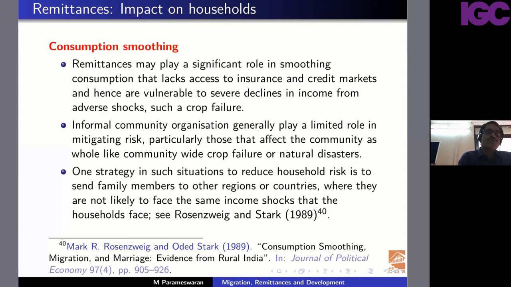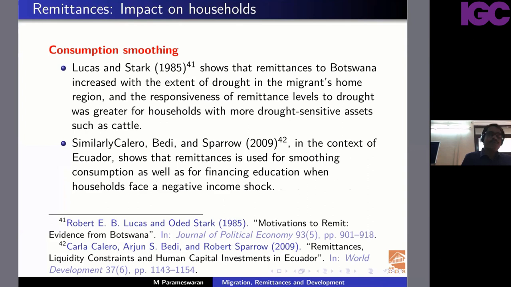Now there are a number of studies on the impact of remittances on consumption smoothing. For example, Lucas and Stark show that remittances to Botswana increased with the extent of drought in the migrant's home region, and the responsiveness of remittances to drought was greater for households with more drought-sensitive assets such as cattle. Similarly, Calero, Bedi, and Sparrow show that in Ecuador, remittances are used for smoothing consumption as well as for financing education when households face a negative income shock. This is the important role we have seen in its macroeconomic version: whenever there is a downturn, remittances increase.